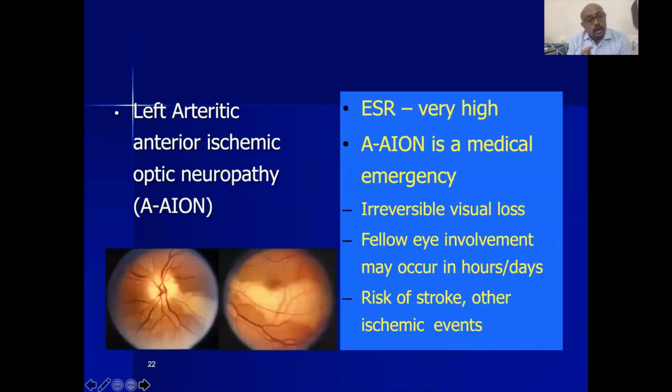So remember, what you need to do is ESR, which would be very high in the arteritic variety. You can also look at this picture and you see that the patient also has BRAO. So these are also associated features which will be seen in somebody who has an arteritic variety of ischemic optic neuropathy.